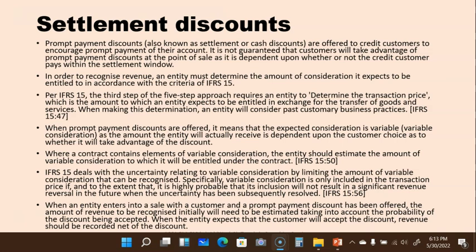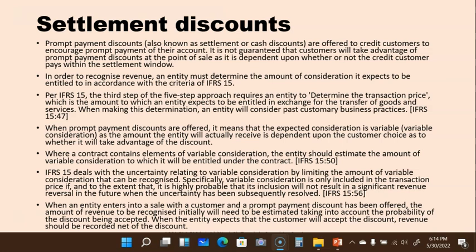So, it is not guaranteed that customers will take advantage of prompt payment discounts at the point of sale, as it is dependent upon whether or not the credit customer pays within the settlement window. Alright? In order to recognize revenue, an entity must determine the amount of the consideration it expects to be entitled to in accordance with the criteria of IFRS 15. Per IFRS 15, the third step of the 5-step approach requires an entity to determine the transaction price, which is the amount to which an entity expects to be entitled in exchange for the transfer of goods and services.